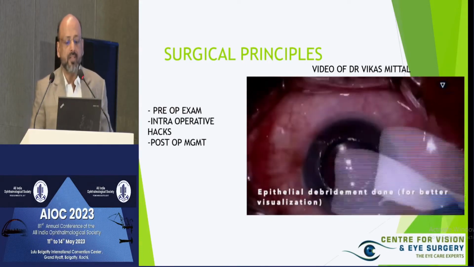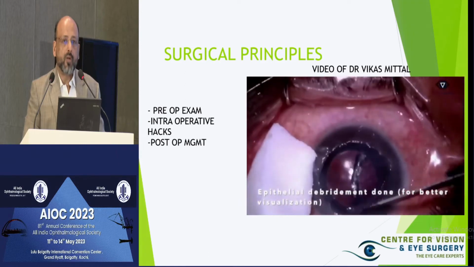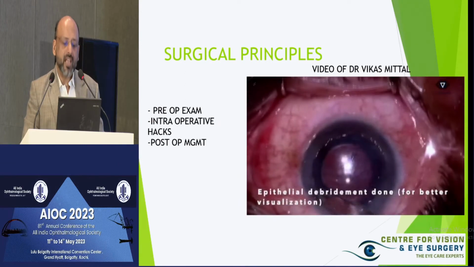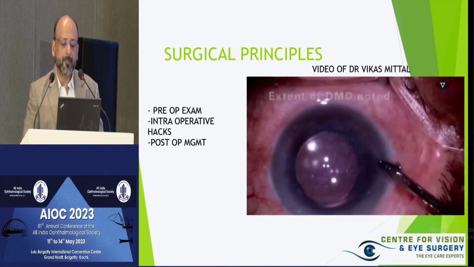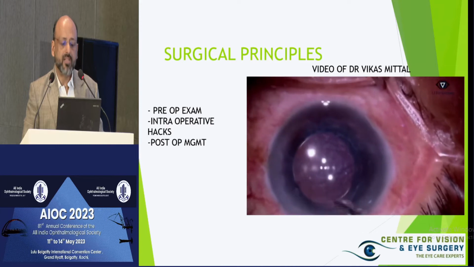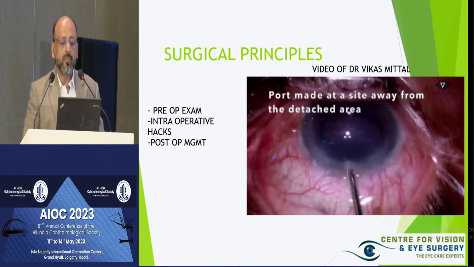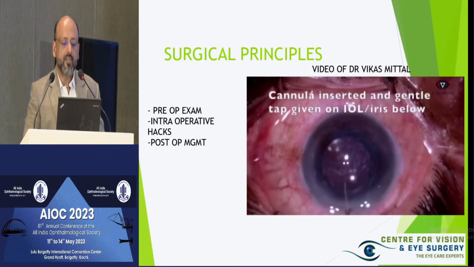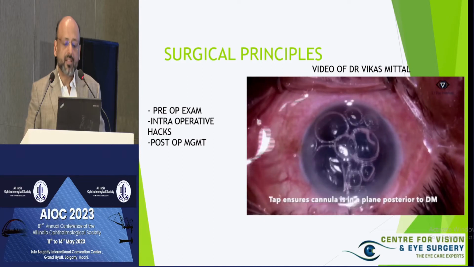Epithelial debridement is a good idea, basically for better visualization. And what you would probably need to do is to know which is the area of attachment through which you need to actually enter the anterior chamber. And once you have the clear area, in this patient the attachment is more on the right side, the temporal side, and you have to make the port which is far away from the area of insertion. You have to make sure you have not entered under the Descemet's.